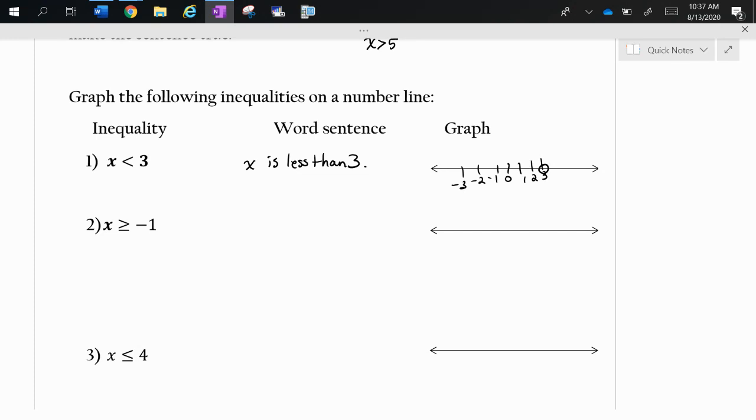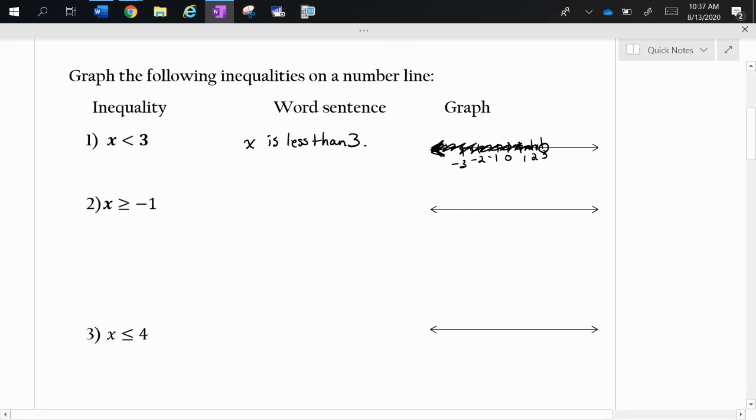So we're going to make an open circle. And we're going to shade all the numbers that are less than 3. So less than 3 would mean left. All the numbers less than 3 would be the numbers to the left of 3.